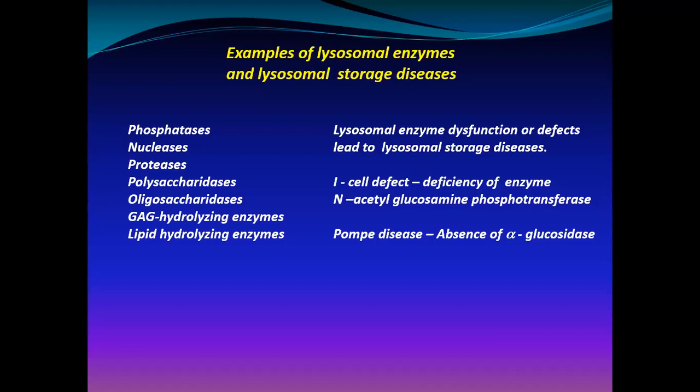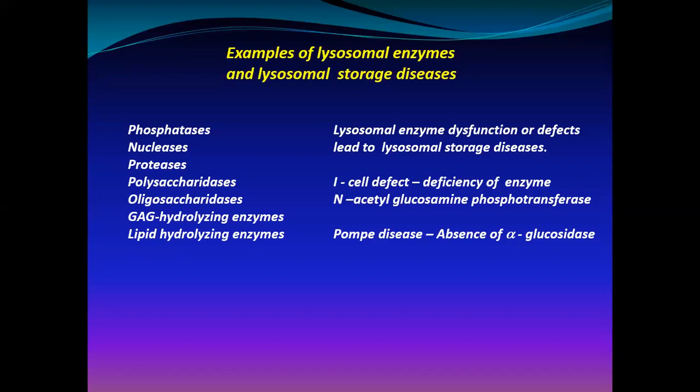There are enzymes present inside the lysosome compartment: phosphatases, nucleases, proteases, polysaccharidases, oligosaccharidases, and all these enzymes do the lytic function, right? But what happens if any of these enzymes is defective? That ends up in a disease we call lysosomal storage disease. There is a defect called I-cell defect, a deficiency of the enzyme N-acetylglucosamine phosphotransferase. If that is there, then we call it I-cell defect, right?